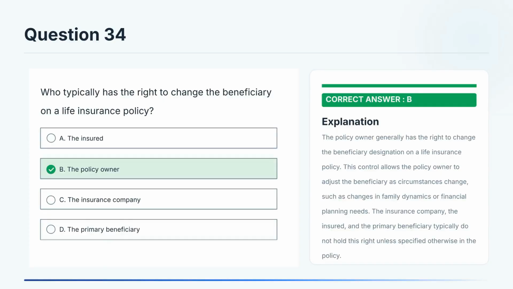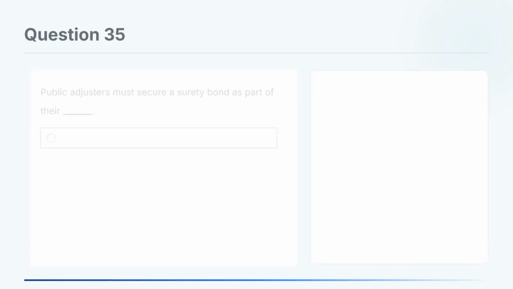The correct choice is B, the policy owner. The policy owner generally has the right to change the beneficiary designation on a life insurance policy. This control allows the policy owner to adjust the beneficiary as circumstances change, such as changes in family dynamics or financial planning needs. The insurance company, the insured, and the primary beneficiary typically do not hold this right, unless specified otherwise in the policy.